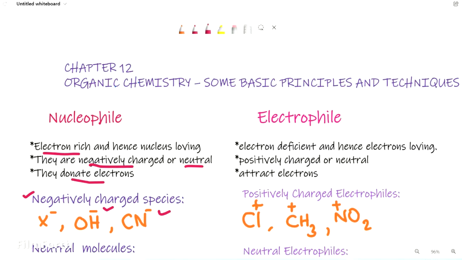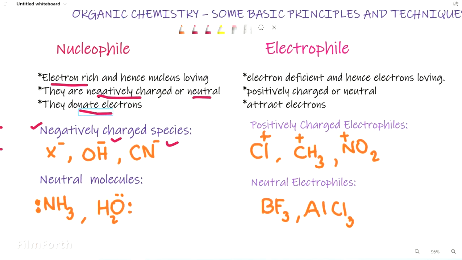Nucleophiles can also be neutral molecules, in the sense of NH3 or H2O. NH3, as you know, has a lone pair. This lone pair is used in chemical reactions, so it can act as a neutral nucleophile. Similarly, in H2O, oxygen has two lone pairs. So these have extra electrons as lone pairs in the atom, and these electron pairs can be used in chemical reactions. So these neutral molecules act as nucleophiles.